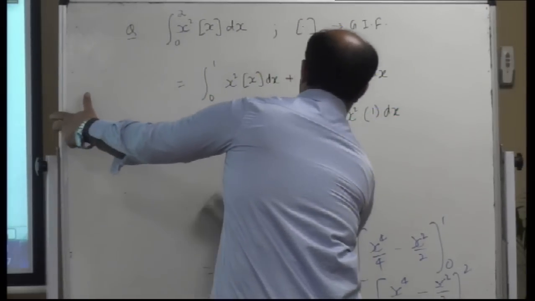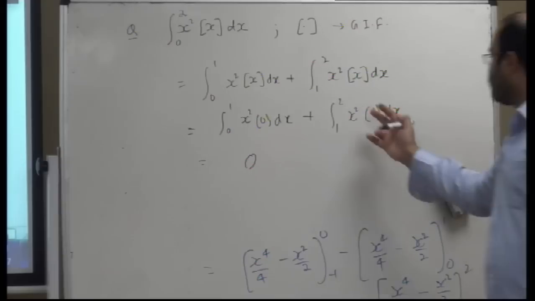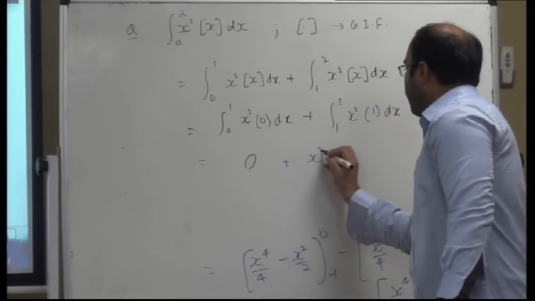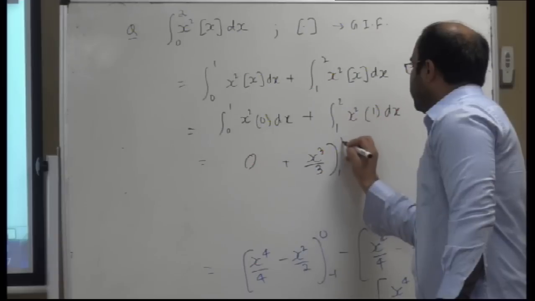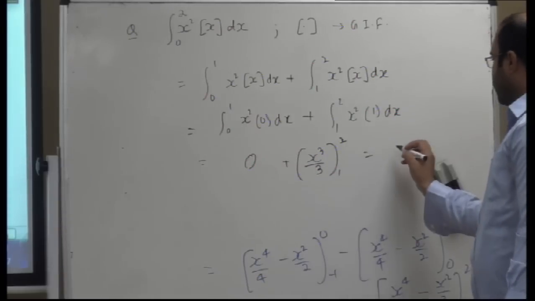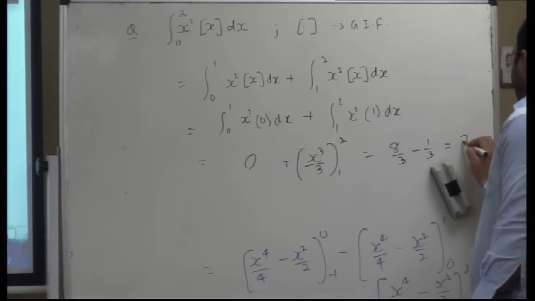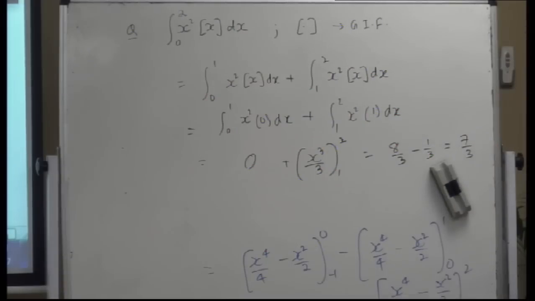Now when you will write it, this would become 0 obviously, and this would become x cube upon 3 from 1 to 2. So when you will put the values, this would become 8 by 3 minus 1 by 3, that would become 7 by 3.